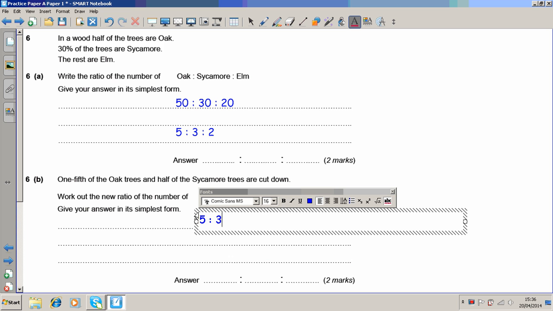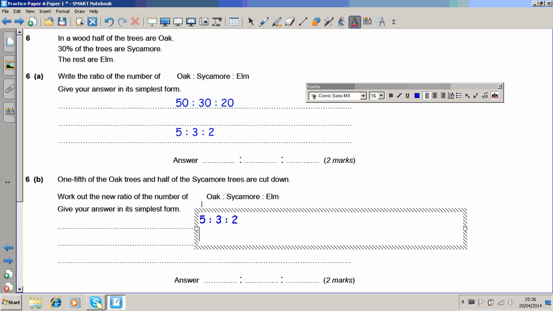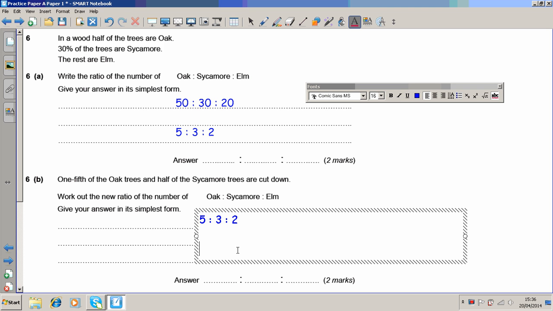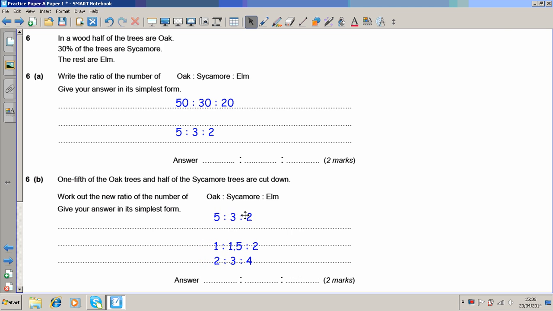Now once I've got 5 to 3 to 2, here we go, this next question, which says that 1/5 of the oak trees die, so we can do a fifth of 5, well that's 1, and half of the sycamore trees are cut down. So that'll be 1.5, and then the elm stays the same. Now, that's lovely, but we can't have a decimal in here, so we have to double everything. So that'll be 2 to 3 to 4 is our answer.